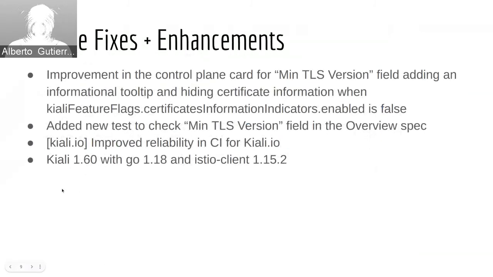Other improvements that the Kiali team did in this sprint: we improved the control plane card with the minimum TLS version, some features in the Kiali.io repository, and from this version, the Go version will be 1.18, and we'll use the Istio client 1.15.2.